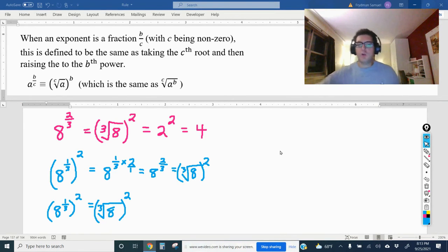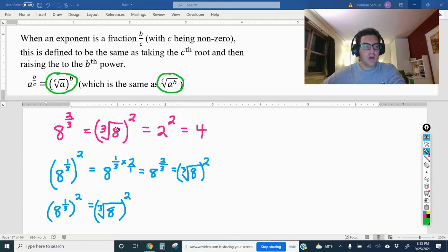Okay, the last thing I want to do here is to show you that this really is the same as this. In other words, if I have some number, if I take the cth root of that number and then raise all that to the bth power, that's the same thing as taking that number, raising it to the bth power, and then taking the cth root.